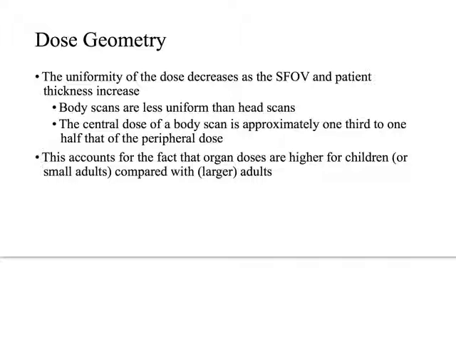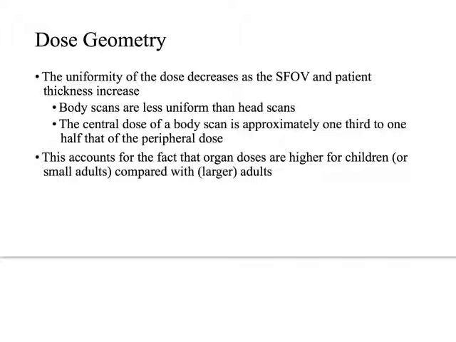Okay, so let's change gears just a little bit and talk about the geometry of this thing. So we've mentioned that we're swinging an X-ray tube around a person's body while we're exposing them to radiation. So the dose is going to be distributed strangely, right? And we will expect it to do things differently than, for example, the dose from radiation therapy or nuclear medicine or even general X-ray. So the uniformity of the dose decreases as the scan field of view and the patient body increase.